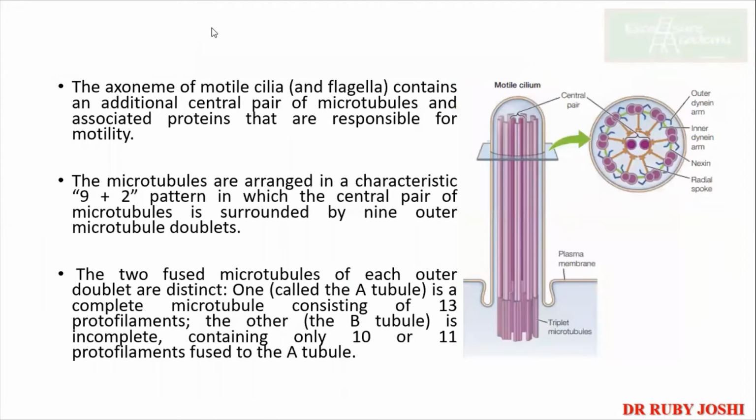Now whatever I have discussed, the same thing is given in written form. So the axoneme of the motile cilia or flagella contains an additional central pair of microtubules, which is associated with proteins that are responsible for motility.